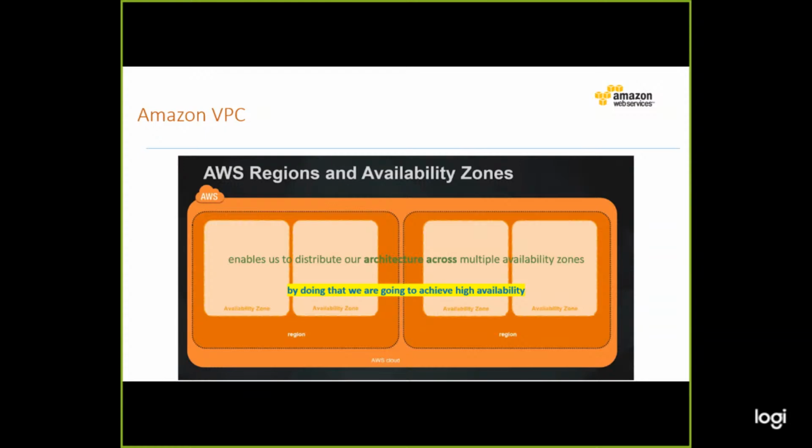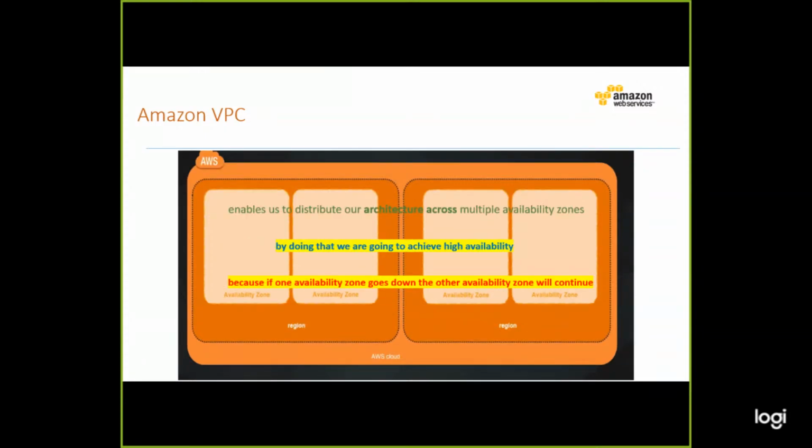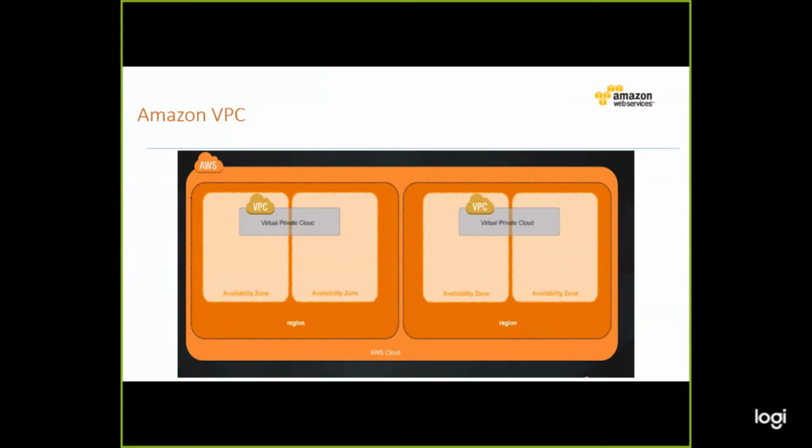For example, if one of these goes down, the other one will continue, because it's going to use the available services such as auto scaling or the elastic load balancer to check in advance which of these are not healthy and direct the traffic to the right one. Now, we can create a virtual private cloud within a region, and that virtual private cloud is our own private space within the cloud space.